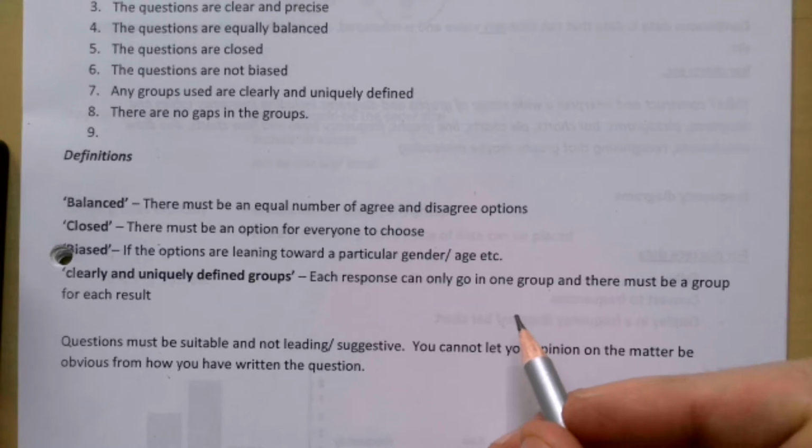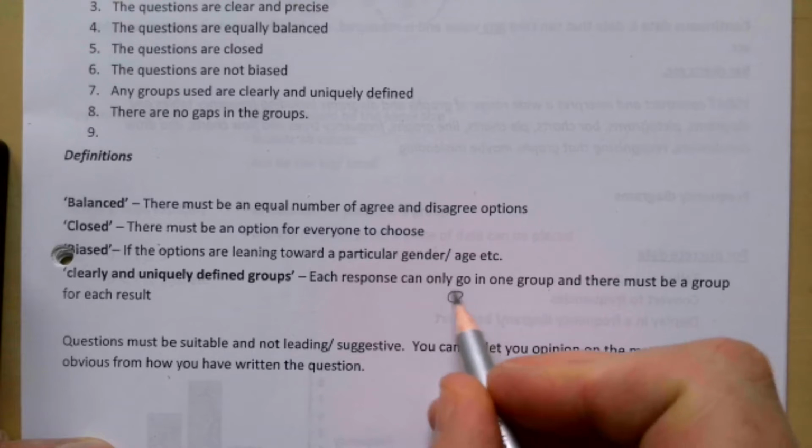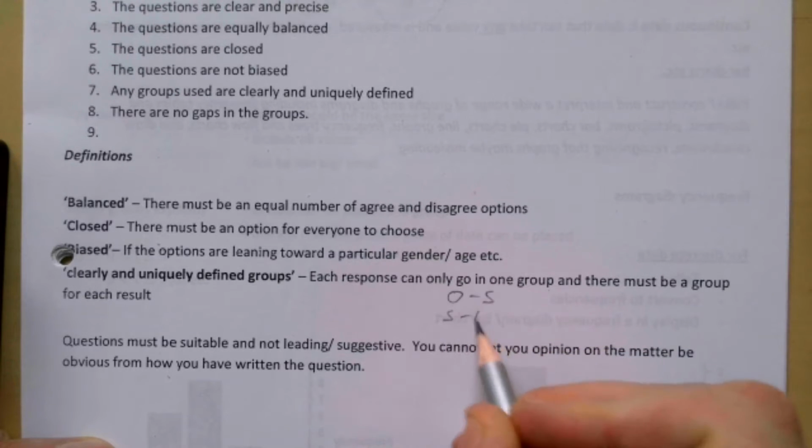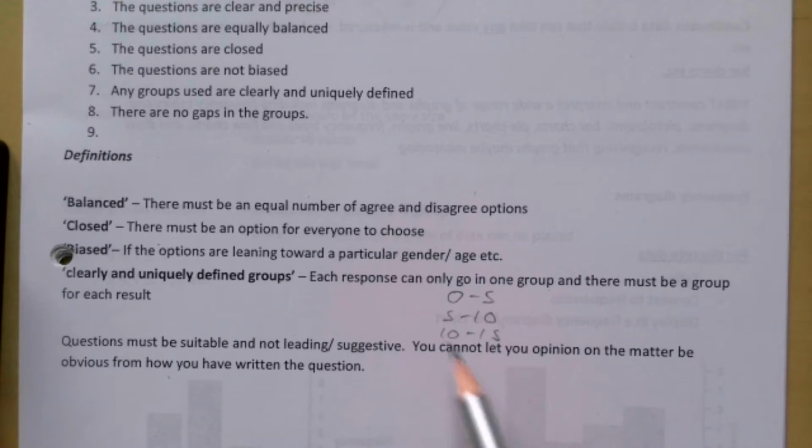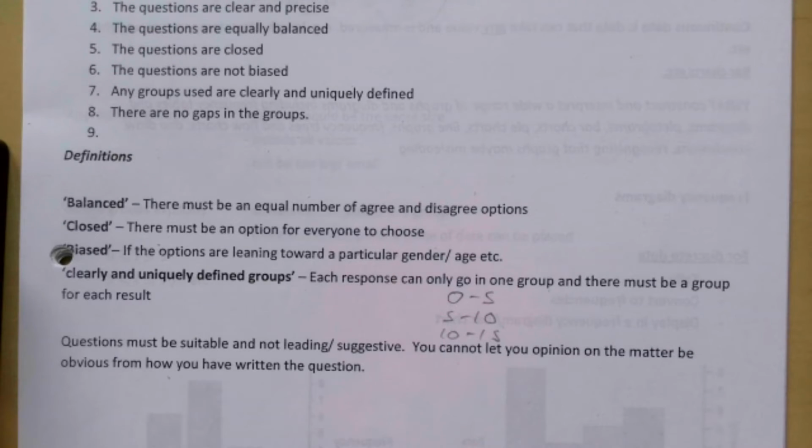Again, the sort of thing we were chatting about. Say you have age groups 0 to 5, 5 to 10, 10 to 15. If the person's 10, it's really unclear which group they're going to be in. So just be very clear about that. Questions must be suitable and not leading or suggestive. You cannot let your opinion on the matter be obvious from how you've written the question. So again, be careful about that. It's like, don't you think that golf is a silly game? You can't ask that, because it's giving your opinion, and it's very obvious what's going on.